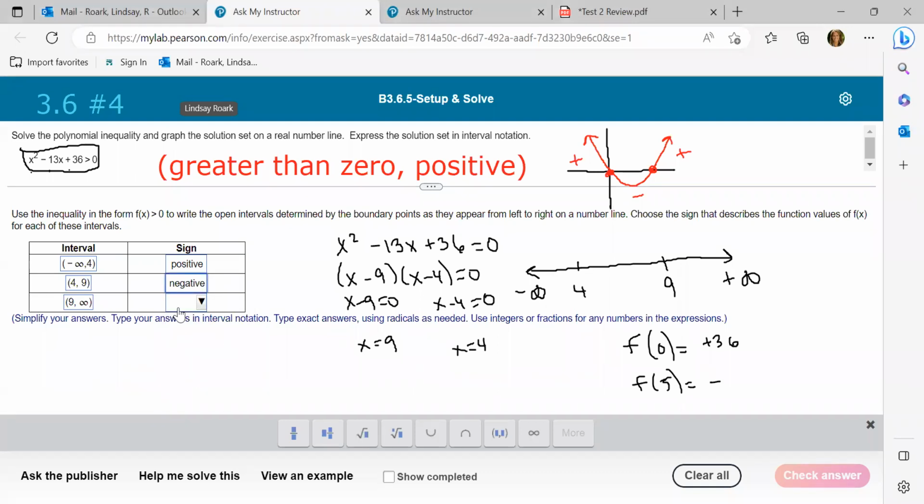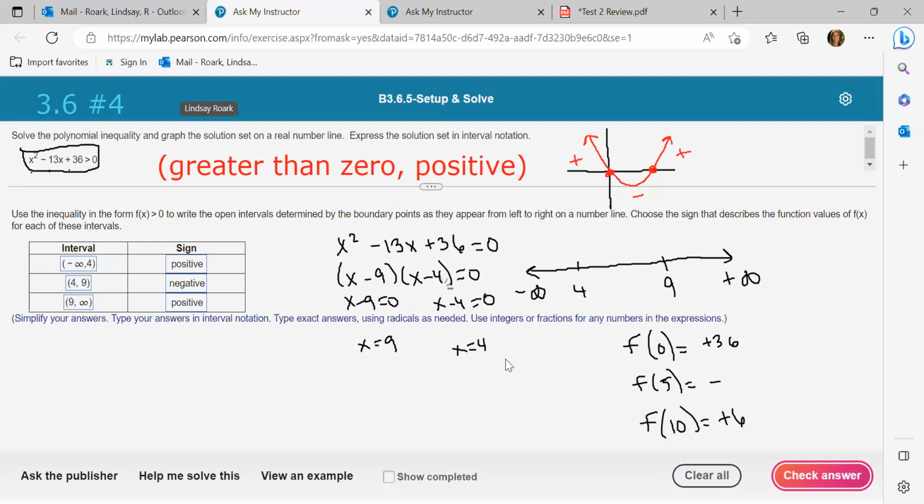Doesn't even really matter what number it is, it just matters that it's negative, okay? And then last but not least, we can plug in a number between 9 and infinity. I'll go 10, okay? Again, it's totally up to you how you want to do this. You could do 10 squared, which is 100, minus 13 times 10, which is 130, plus 36. It comes out to be a positive number, I think positive 6. It doesn't even really matter what the number is, just that it's positive. So they want us to fill in positive.